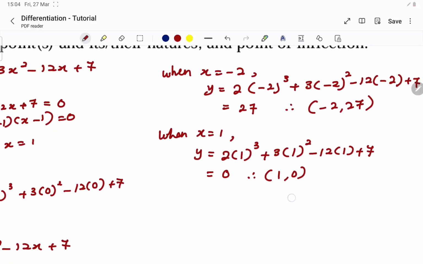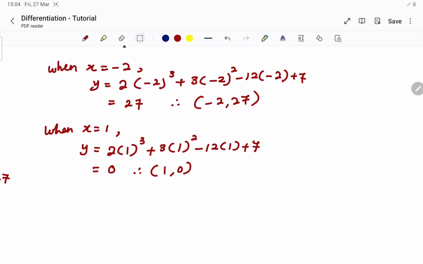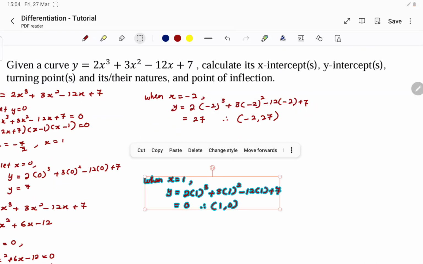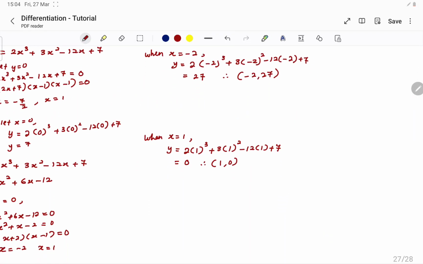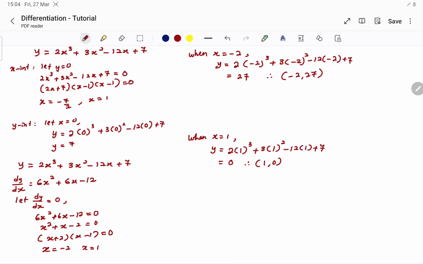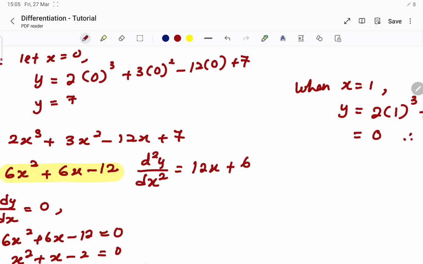Now we have to find the nature. To find the nature, I think I have to bring this a bit below. To find the nature, we have to differentiate a second time. Do we have the second differentiation? No, we don't. So we have to differentiate this for the second time. So d squared y over dx squared equals 12x plus 6. Okay, so you got this.